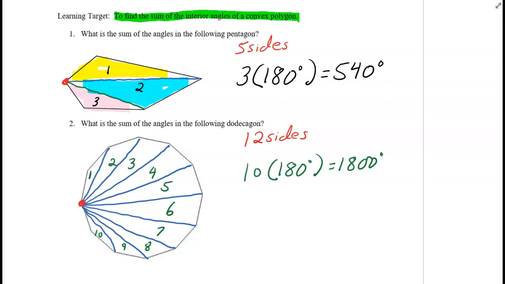Remember, math sometimes is viewed as patterns, so if we had 5 sides, there were 3 triangles. When we had 12 sides, there were 10 triangles. So what do you notice the relationship is between the number of sides and how many triangles you see? You can hopefully identify that it is 2 less.